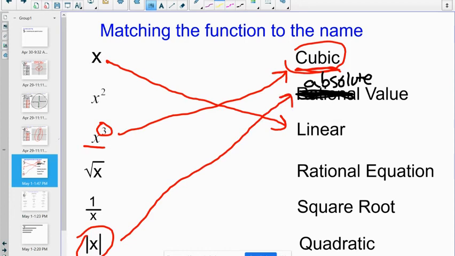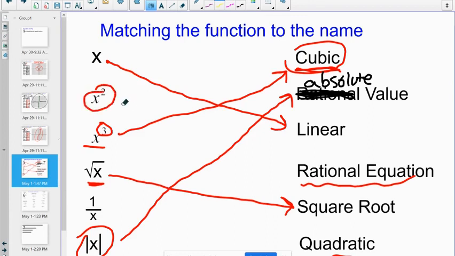Now we have rational equation, and that might be something you guys aren't as familiar with. And now we have square root. Do you see anything over here with a square root by it? Yeah, we have a square root sign right here. So we're going to say that's the square root. Now we have determining between a rational equation and quadratic. Quadratic is going to go with this one here. And last but not least, we have our rational equation.